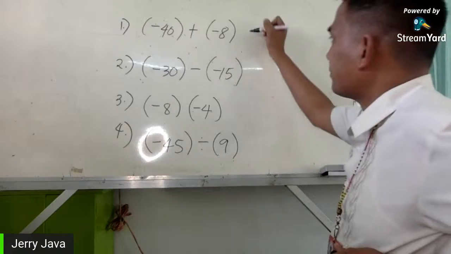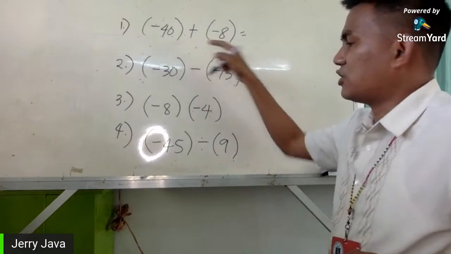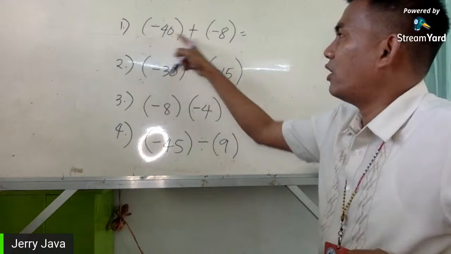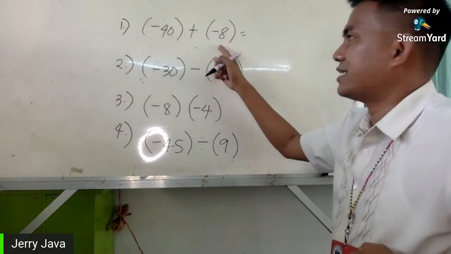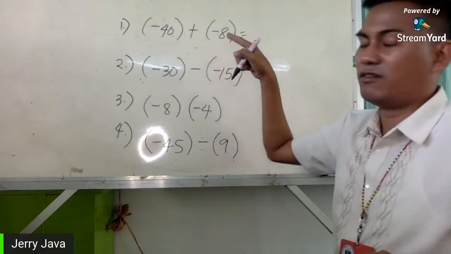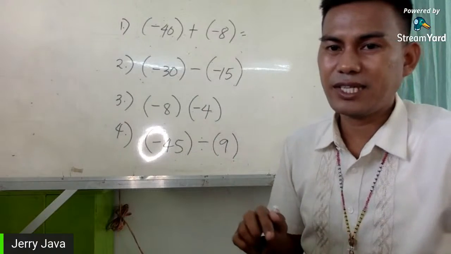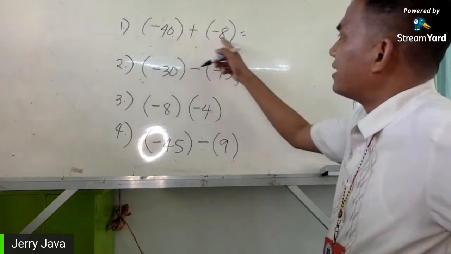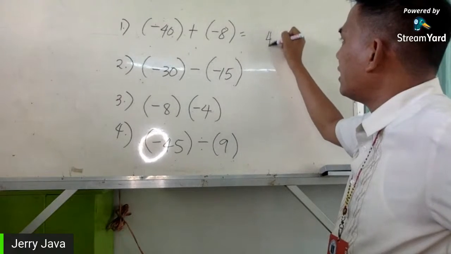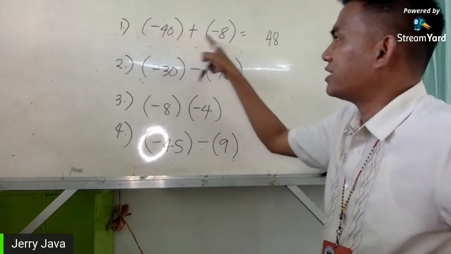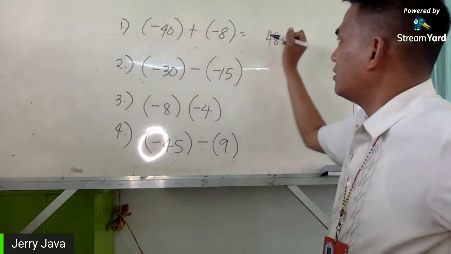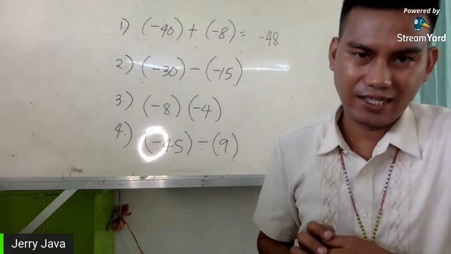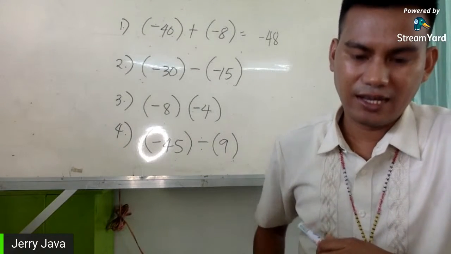Okay, here. This is addition. Are they like signs or unlike signs? Same signs or different signs? One is negative, one is negative. So same signs. Kapag same signs, add ka lang agad. So 40 plus 8 gives you 48. Then copy the common sign, which is negative. That should be negative 48.